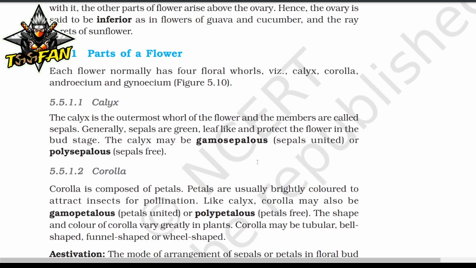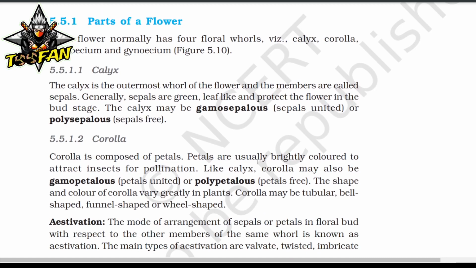Now, calyx. The calyx is the outermost whorl of the flower, and the members are called sepals. Generally, sepals are green, leaf-like, and protect the flower in the bud stage. The calyx may be gamosepalous, sepals united, or polysepalous, sepals free.